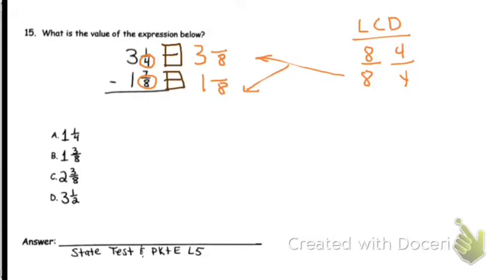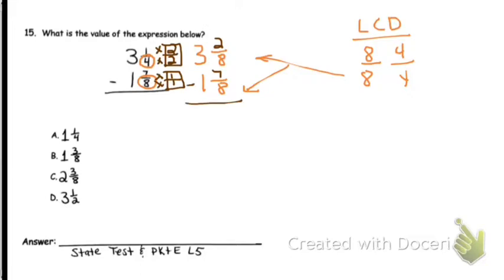Let's look at my top number. What do I do to a 4 to turn it into an 8? Well, 4 times 2 equals 8. Whatever I do on the bottom, I must do on the top. 1 times 2 equals 2. Okay, what do I do to an 8 to turn it into 8? Well, 8 times 1 equals 8. Whatever I do on the bottom, I must do on the top, and 7 times 1 equals 7. So 3 1/4 turned into 3 2/8. 1 7/8 stayed 1 7/8.